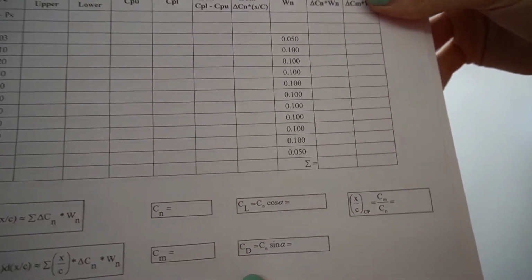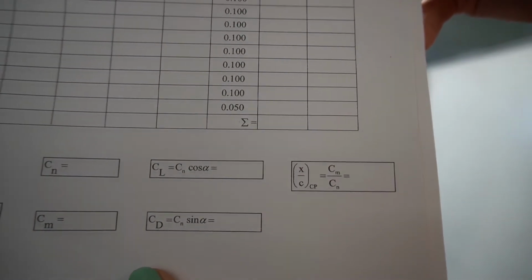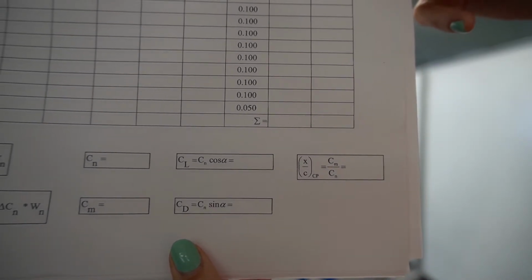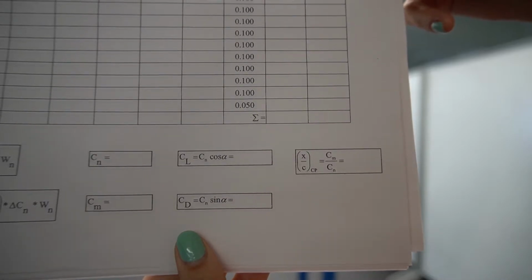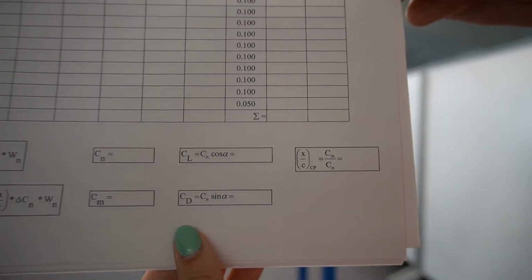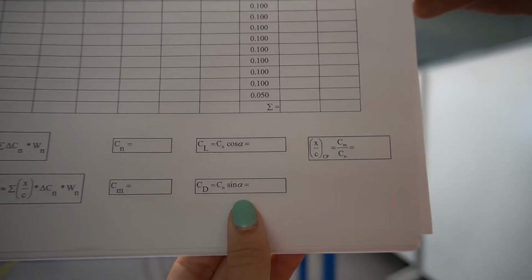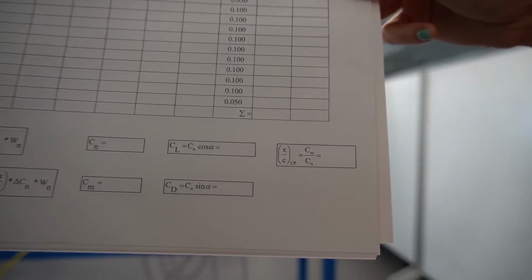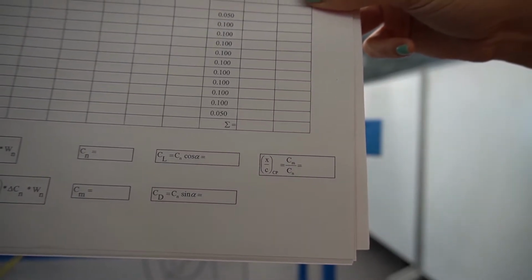So Jay, what does our coefficient of lift equal? Our coefficient of lift is our normal coefficient multiplied by cosine of alpha, alpha being the angle of attack that the airfoil is set at. For this case, alpha is 0 degrees. And our coefficient of drag? It is our normal coefficient multiplied by sine of alpha, again, alpha being 0 degrees for this case.